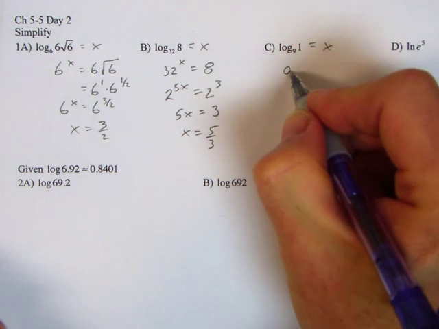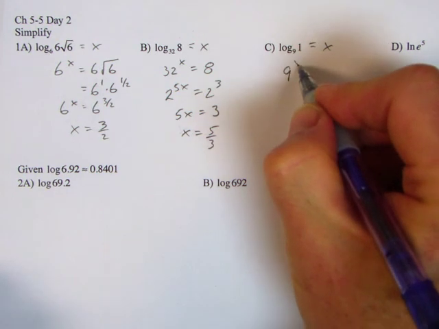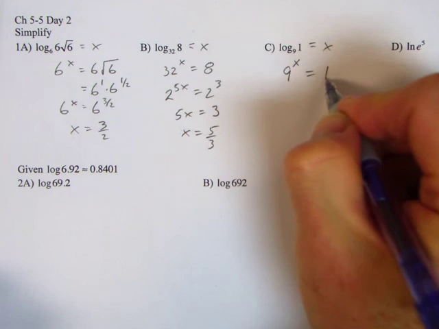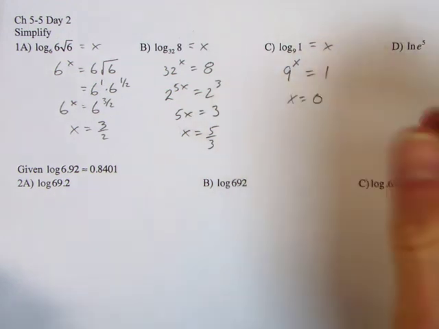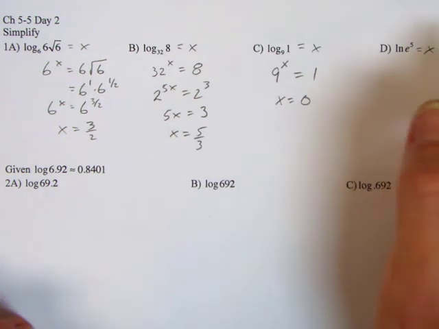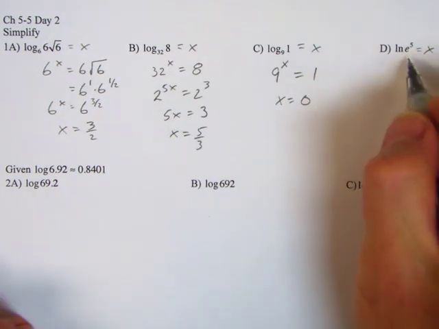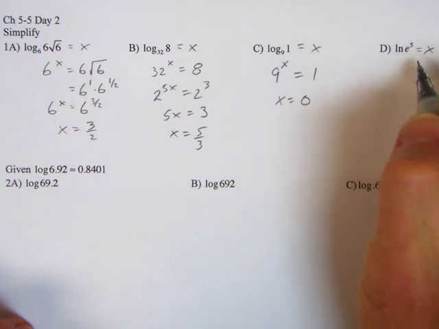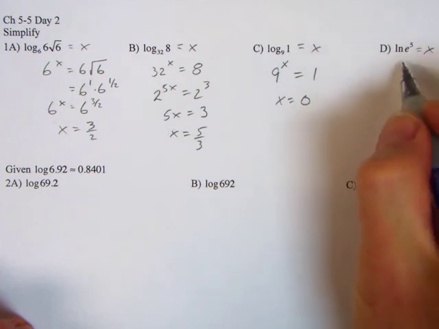Can you do this next one without thinking about it? We've done this, I did it in the last video. I think we had actually two of them there. So we have 9 to the x equals 1, x equals 0. And we're going to end up building on part D here soon, but can you answer this one without thinking about it?